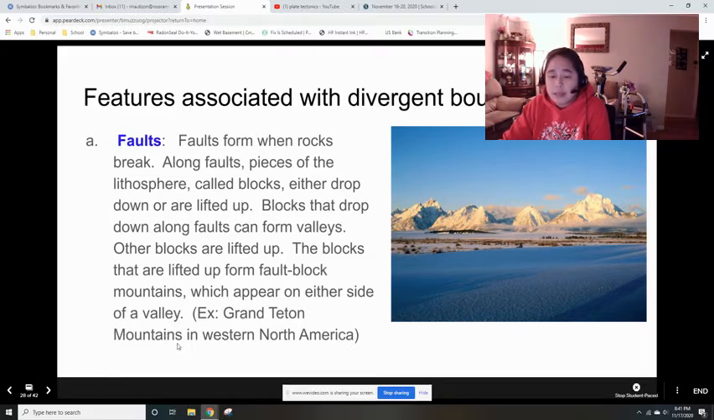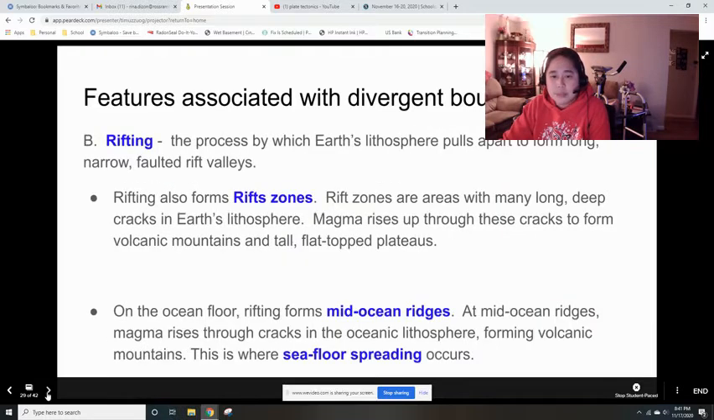The Grand Teton Mountains in western North America are an example of divergent boundaries that have occurred on continental crust, wherein the plates separated from each other, creating a fault, and then some of the crust fell down, creating fault block mountains. You'll have rifting, the process by which Earth's lithosphere pulls apart to form long, narrow, faulted rift valleys.